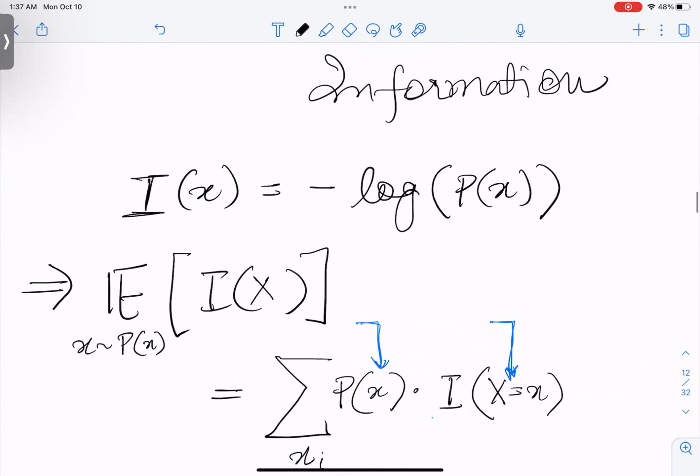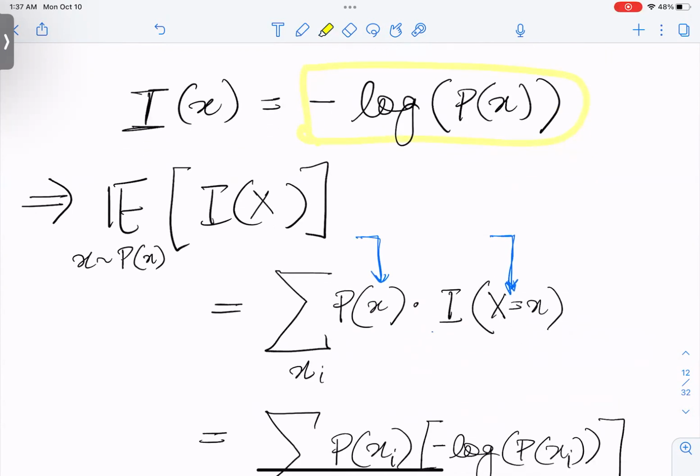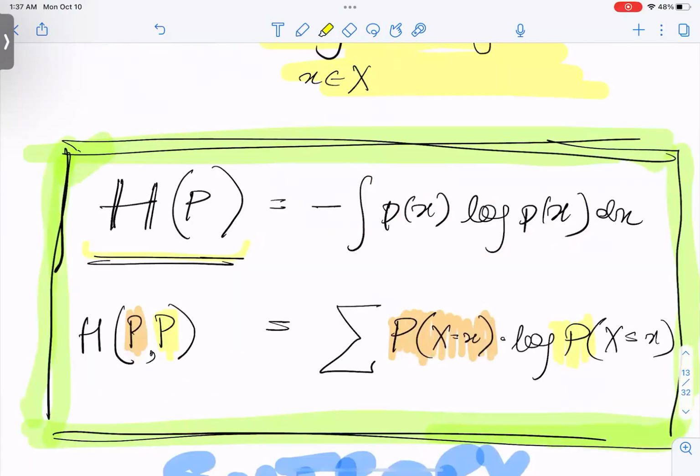We looked into what information is, that is given by the negative log of the probability of that event to happen. And then entropy is given by the expectation of information, that is in turn given by H of p. This is for discrete random variables, and for continuous random variables it is nothing but the integral of p of x, that is a probability, and log of p of x.